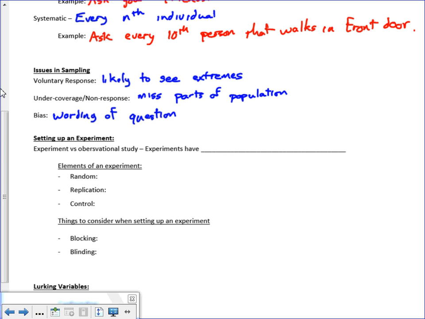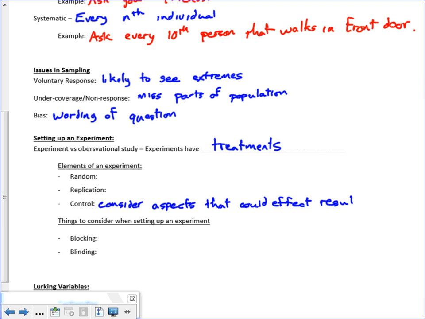One thing we need to make sure we're aware of is the difference between experiment and observational study. In experiments, you're given treatments. The parts of an experiment: randomness, replication, and control. So one of the big things, again, that separates experiments and studies, is control. And with control, really what you're doing is you're considering aspects that could affect results that you don't want, or that you're not accounting for. So in other words, those aspects aren't part of the experiment.